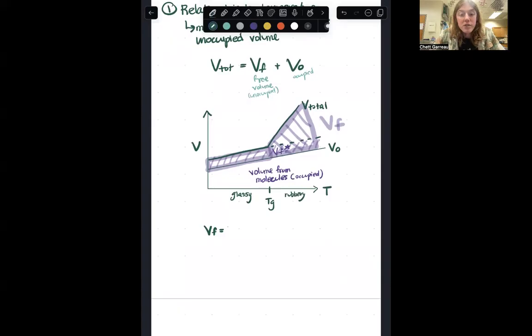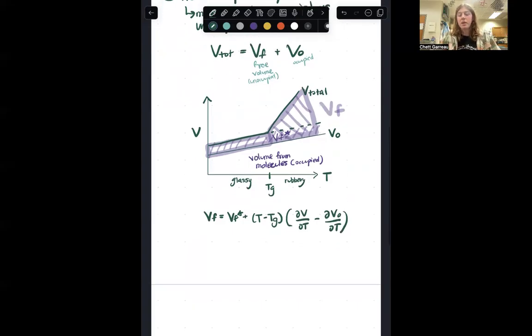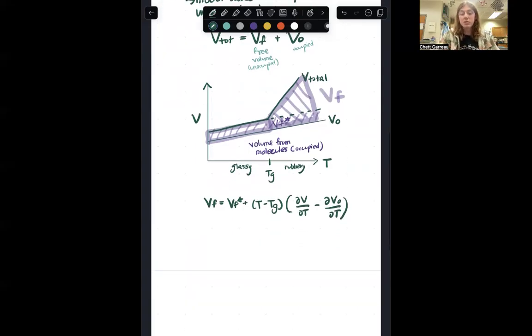So the free volume equation that we can write out here is the sum of that VF star plus the slope increase there. We can almost write it as y equals mx plus b, just like a linear trend, where you have the T minus Tg, or the delta x, and this change in slope. So the dV over dT, that is just your slope from chain motion. And the dV0 over dT is the bond stretch volume that we discussed earlier.